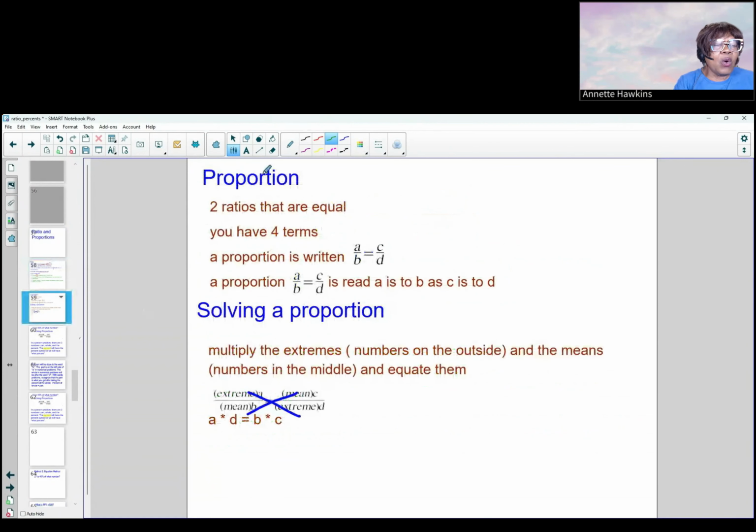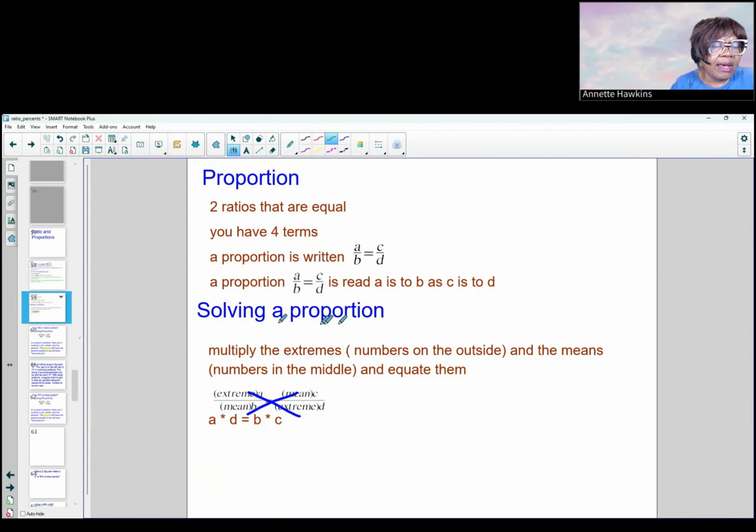Now, a proportion. A proportion says that two ratios are equal. That means you have 4 terms. A proportion is written A is to B as C is to D. Okay? A is to B as C is to D.